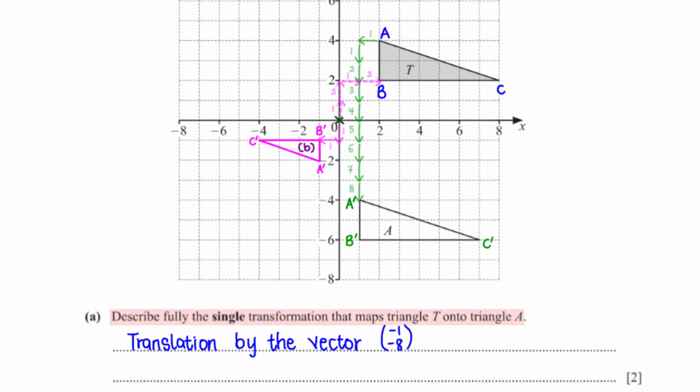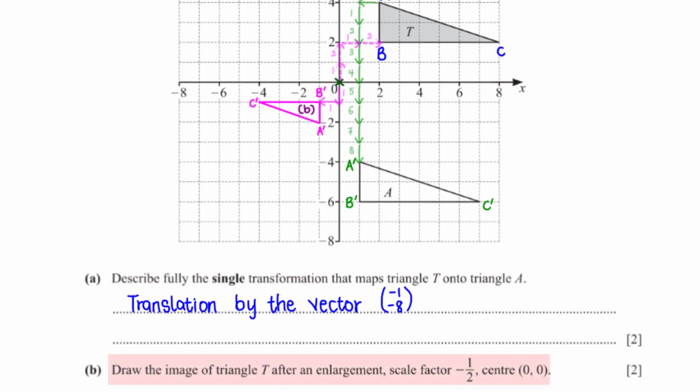Describe fully the single transformation that maps triangle T onto triangle A. When we look at both triangles T and A, we can tell straight away that this is a translation because both triangles have exactly the same lengths and orientation. Now, all we need to do is to find the translation vector. From the illustration above, we can tell that the translation vector is -1, -8. And so the full description for the transformation will be translation by the vector -1, -8.